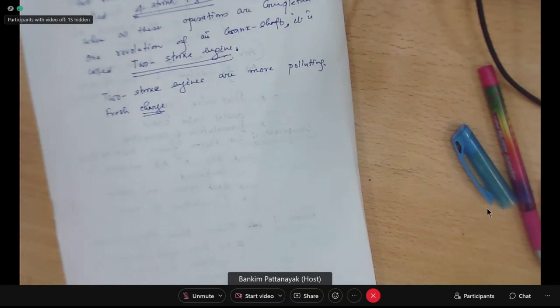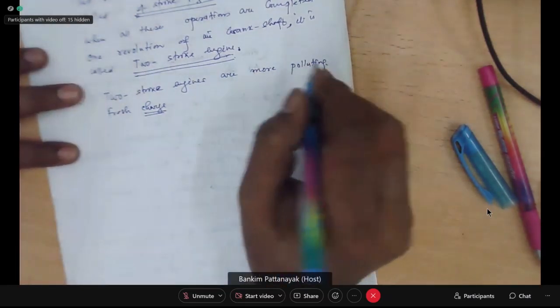Ship design, ship engines are designed in such a manner that you have got more power and also, from the economical point of view, diesel is less costly. So therefore, from the economic point of view, we use diesel in case of two-stroke diesel engine, in case of marine engines also. Two-stroke engines are more polluting.